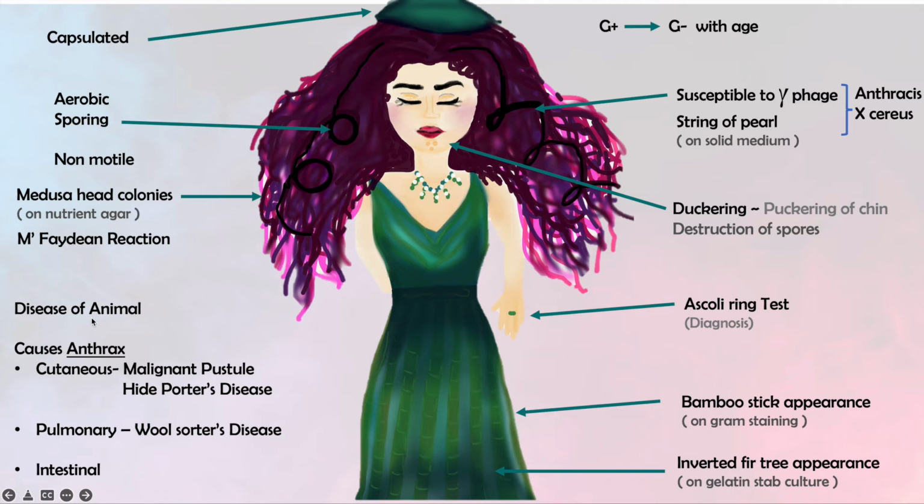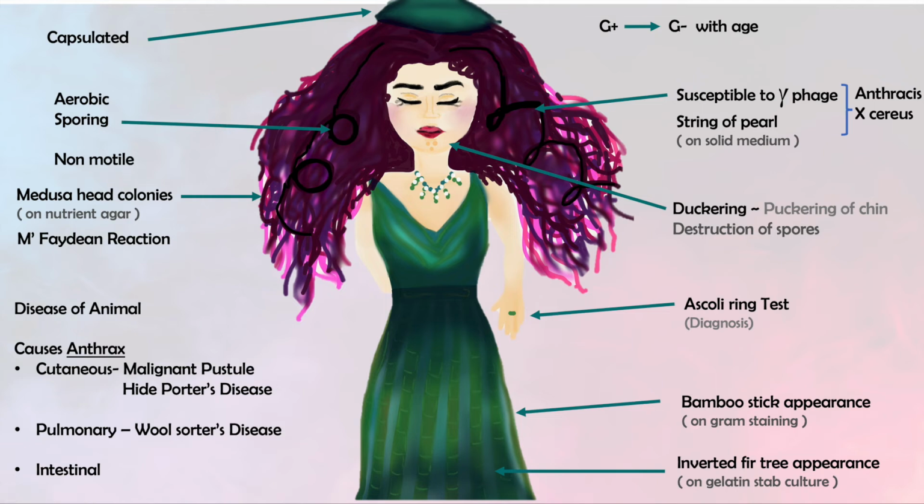Bacillus anthracis causes a disease of animals, that is, anthrax is a zoonotic infection, and it is seen in sheep and cattle, and humans catch that infection either directly or indirectly from these animals. So anthrax is of three types: cutaneous, pulmonary and intestinal. In cutaneous anthrax, we see black eschar that is called malignant pustules.